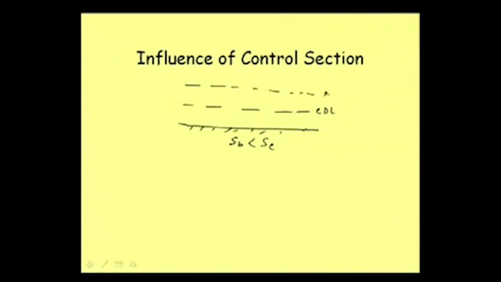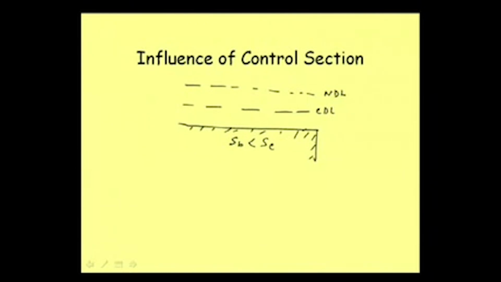This is one way. And then in case of supercritical flow, we see the important influence of the control section. Let me show you one example here. Say this is a mild slope, S0 less than or equal to SC. So the critical depth line is this one, CDL, and the normal depth line is this one, NDL. Now, there is a free fall.